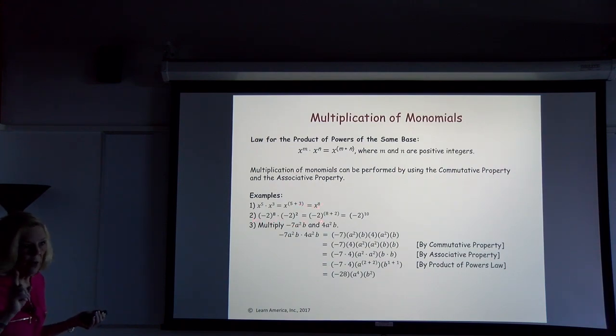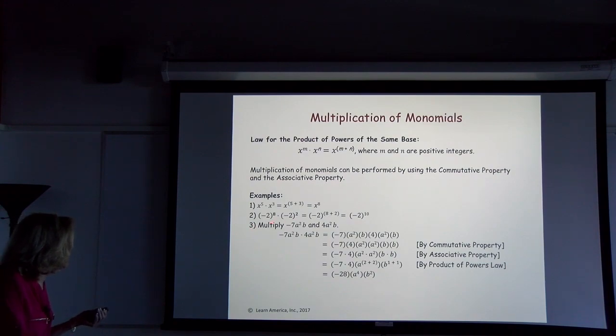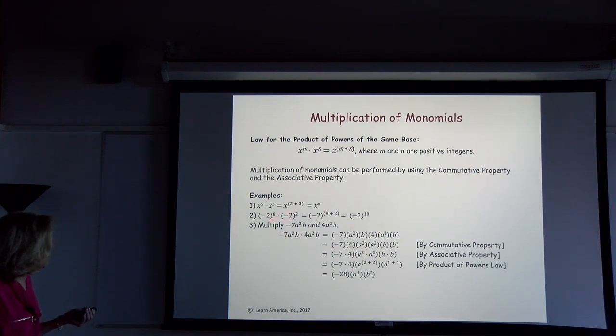Now, this is a tricky one because a lot of people tend to look at these bases and say, oh, well, I know -2 times -2 is 4. However, you'll notice that this falls into the rule of multiplying like bases. So we're going to keep the exact same base of -2, and then you're going to add the 8 plus the 2 to get 10.